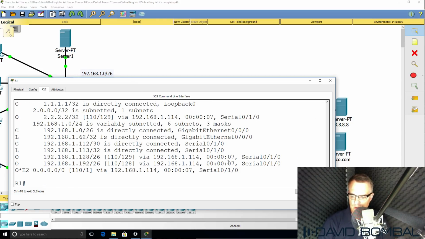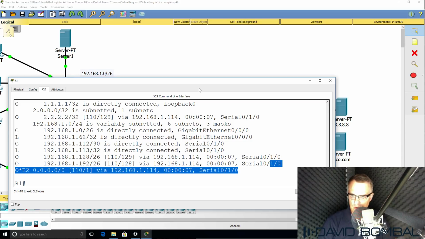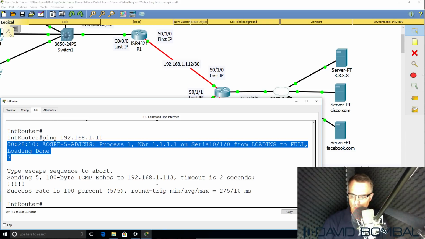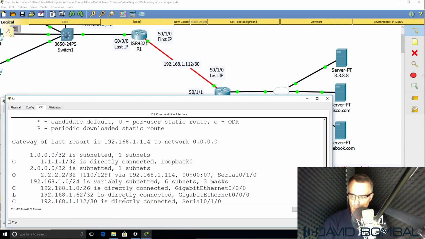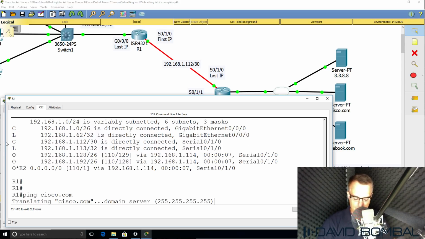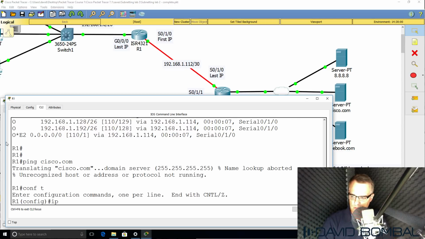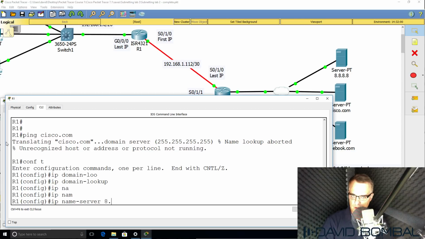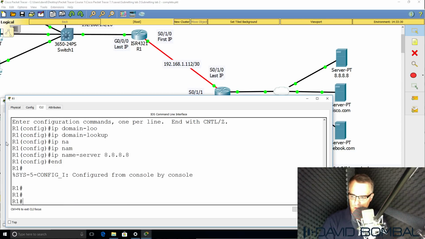Show IP route shows us default route via 114. In other words, this router is seeing this router as its default gateway, or gateway of last resort. So ping cisco.com. Can we still get to Cisco? Okay, on this router, IP domain lookup, IP name server should be 8.8.8.8. So ping cisco.com.